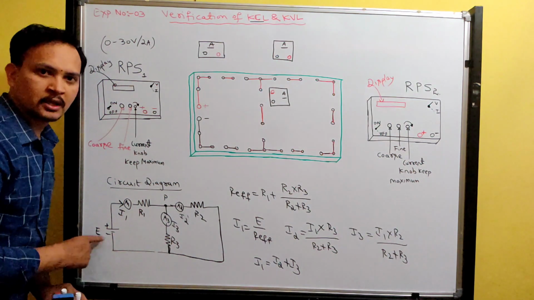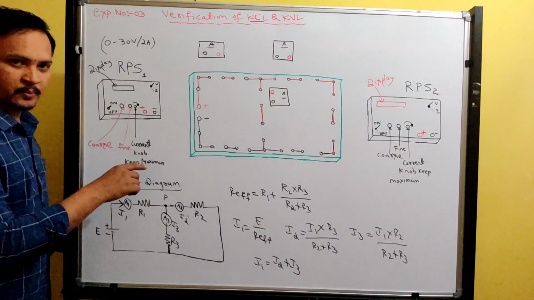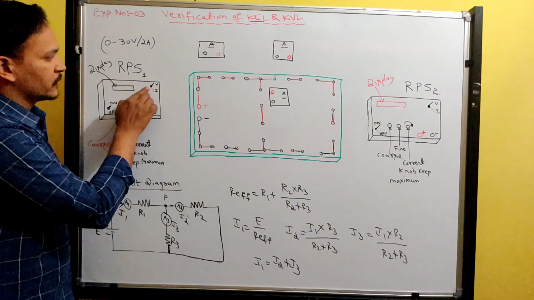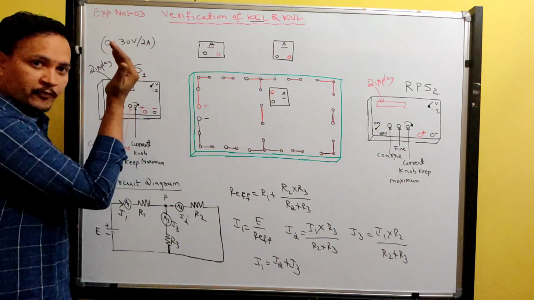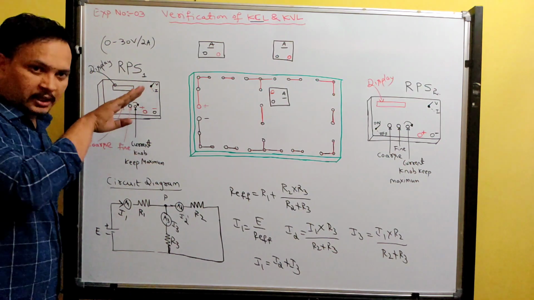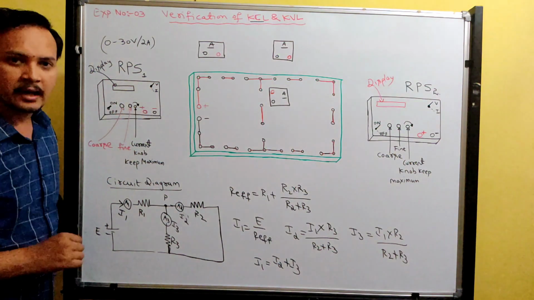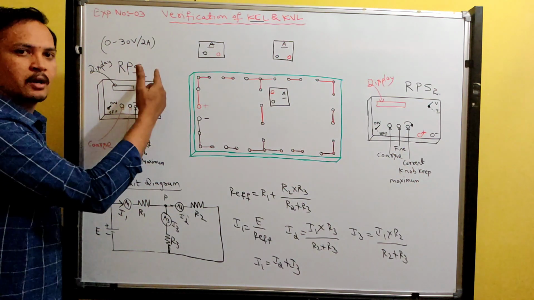How many RPS are there? Only one RPS, one regulated power supply. See, in the regulated power supply, zoom in and see. This is a toggle switch. You keep the toggle switch in the upward direction, that will be voltage mode. If you keep it in the downward direction, that will be current mode. So keep it in voltage mode. The toggle switch should be upward.